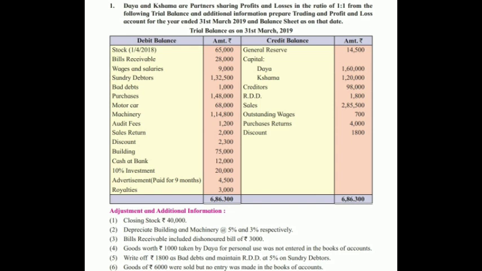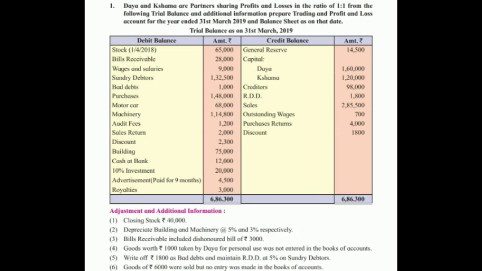Here we are starting question illustration 1 of page number 24, partnership final account. Here we have Daya and Kasam, partners sharing profit and loss in the ratio of 1:1. We have a trial balance and adjustments. Trial balance has one effect and adjustment has two effects.